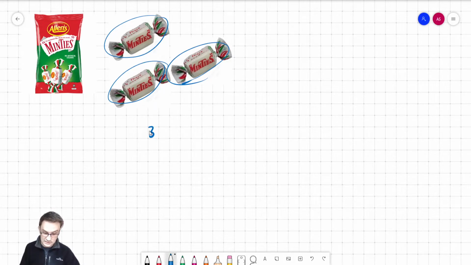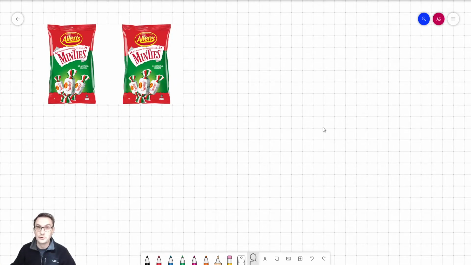So what I'm going to do instead is use the letter X to represent the number in that packet. A way I could represent the total number of lollies is X, the number in that packet, plus the 3 minties, which I have over here. So this would be represented as X plus 3, where I squash it together a bit closer. So we've got X plus 3 lollies in this packet. Okay, so that's how I represent it here using algebra.